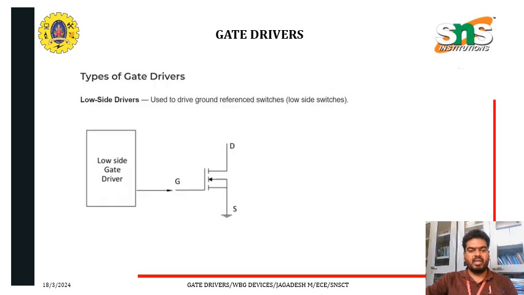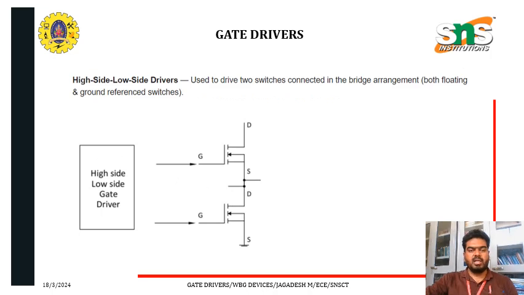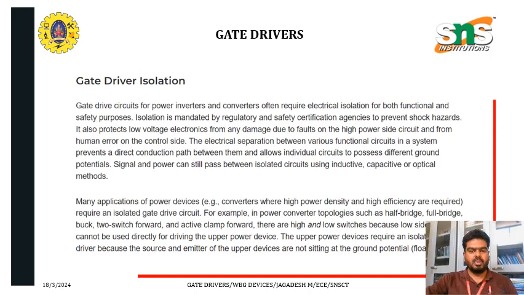So, types of gate drivers. Low side drivers are used to drive ground reference switches, that is low side switches. The symbol on the circuit diagram is given here. High side, low side drivers are used to drive two switches connected in a bridge arrangement, both floating and ground reference switches.